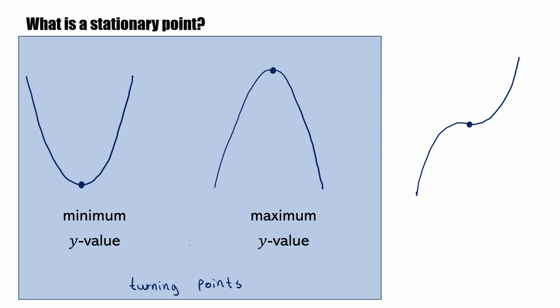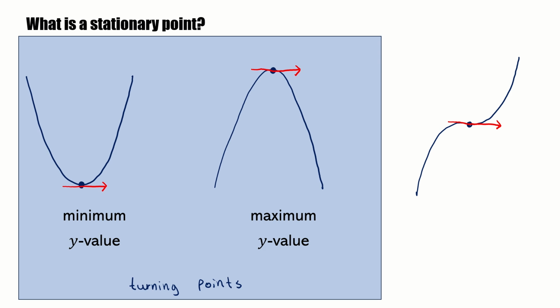A big clue comes from looking at what's happening to the graph at these points. In each of these cases, you might notice that the graph almost looks like it's leveling out temporarily. The gradient is becoming horizontal just momentarily. And that's quite interesting because conveniently we have a way of being able to tell what the gradient of a curve is, which is by using differentiation.